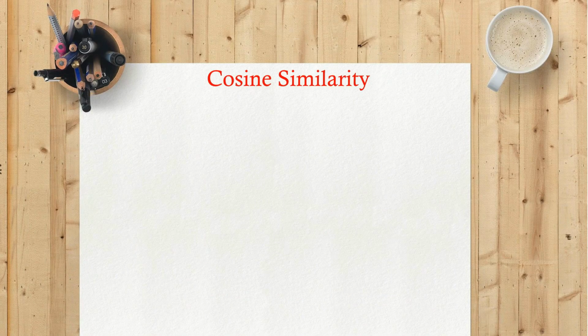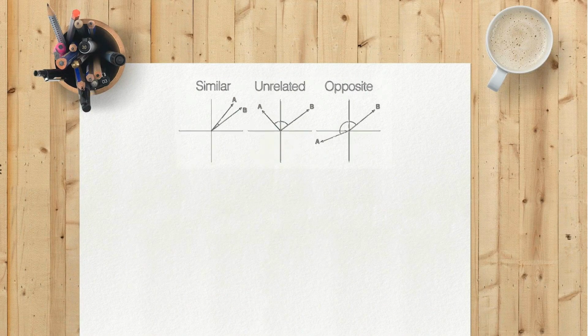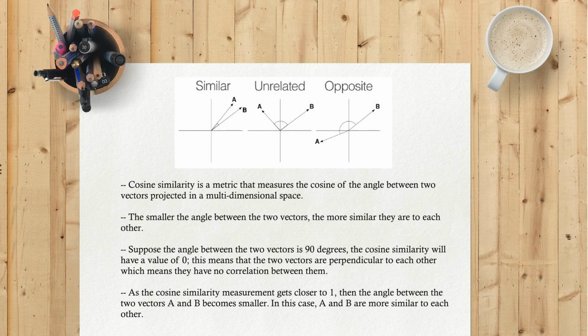Cosine similarity. Cosine similarity is a metric that measures the cosine of the angle between two vectors, projected in a multi-dimensional space.